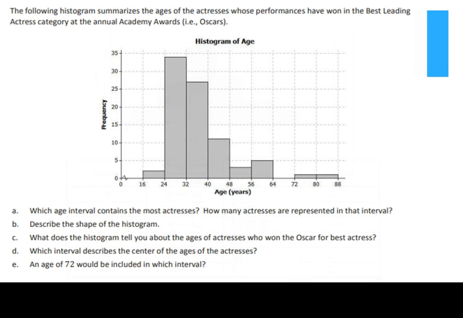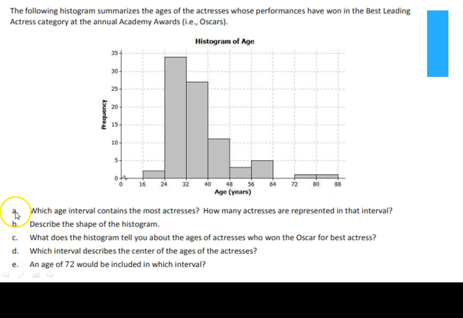Let's investigate. This following histogram summarizes the age of actresses whose performances have won in the Best Leading Actress category at the annual Academy Awards, the Oscars. We can see that our frequency goes up to maybe 35, and our age is in years, with intervals going from 16 to less than 24, meaning that each interval has about 7 or 8 values. And then from 24 to 32, 32 to 40, 40 to 48, 48 to 56, 56 to 64, and a large gap in our 64 to 72, and it continues.